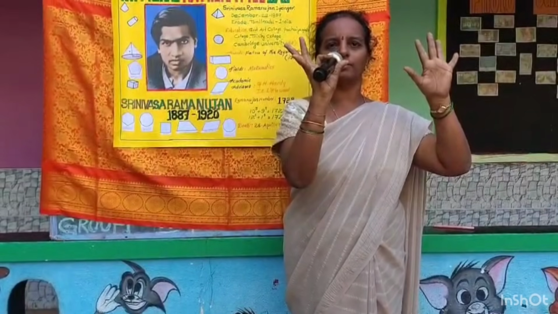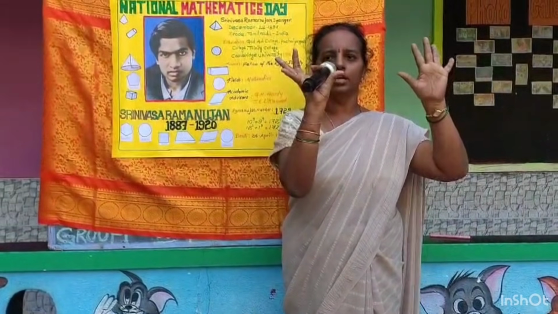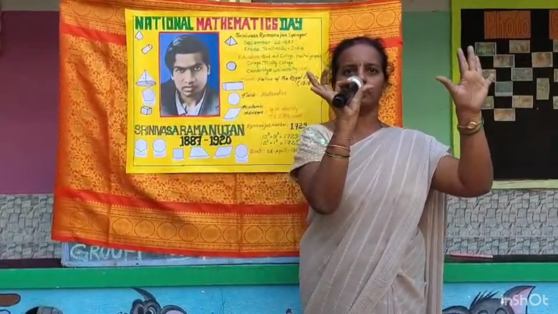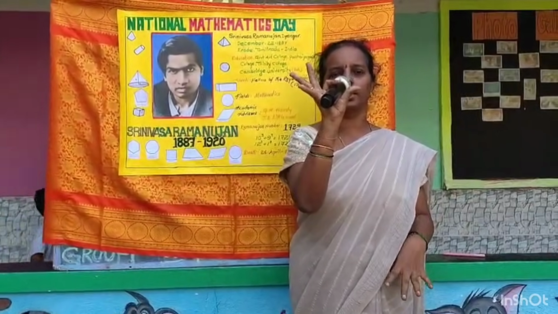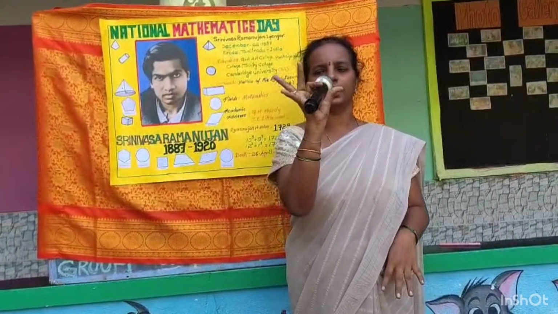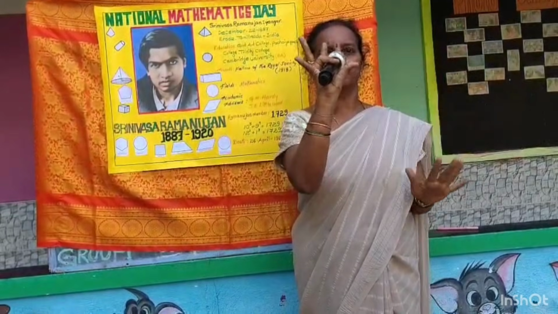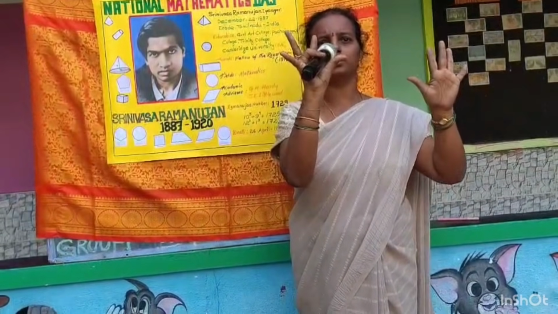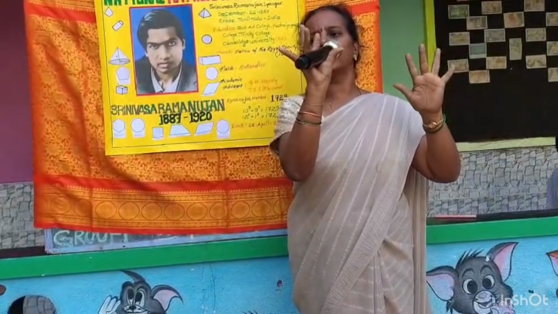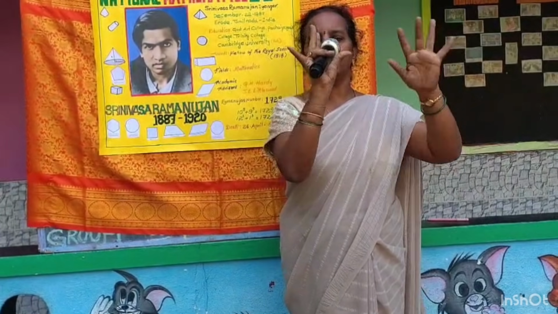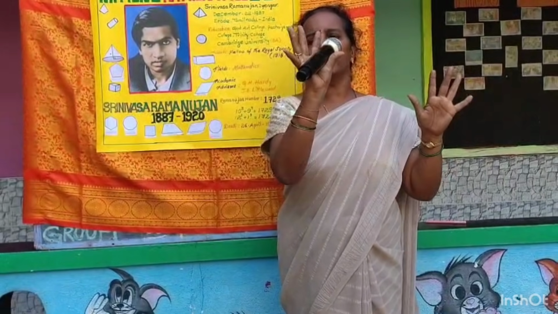Nine sevens. The seventh finger is closed. The left side fingers are 60, and this is 3. Nine sevens are 63. Nine eights. This is 70 plus 2, that is 72. Nine nines. This is the closed finger, the left side is 80. 80 plus 1 is 81.